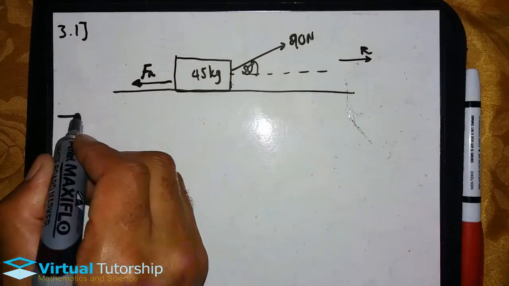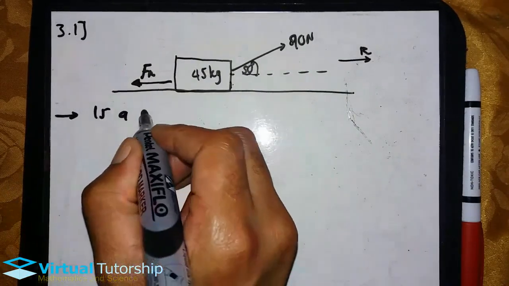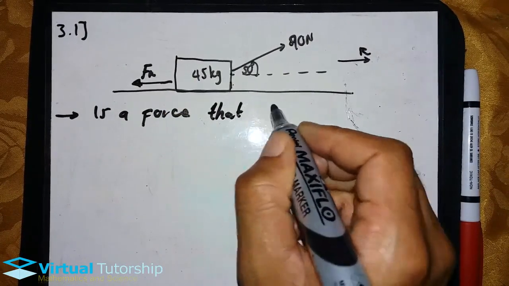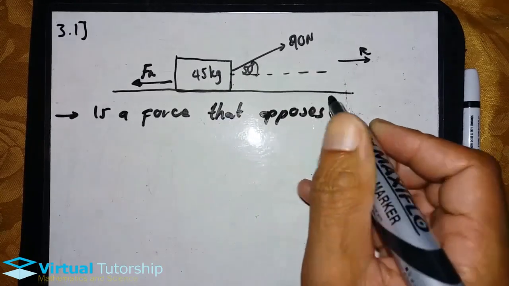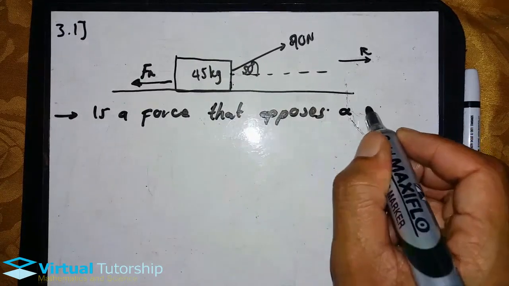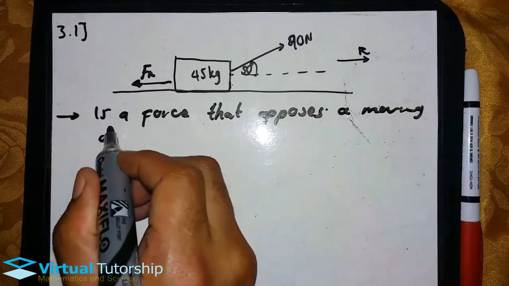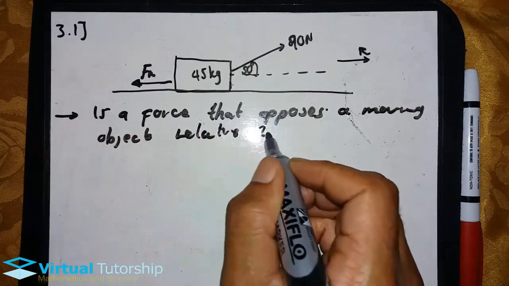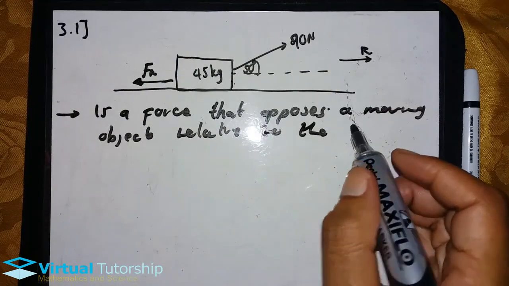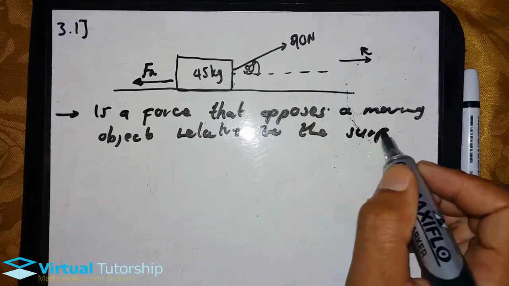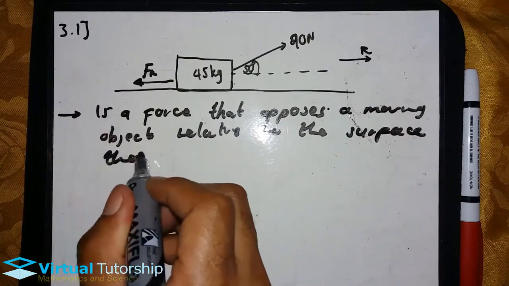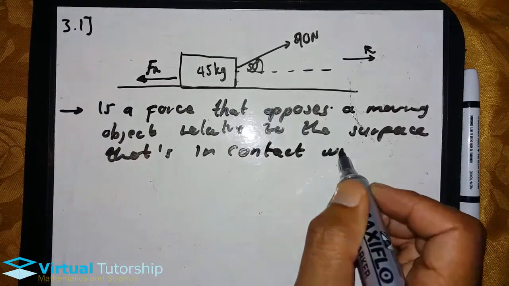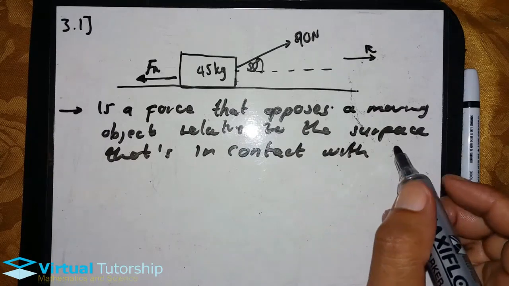So now to define the term: it is a force that opposes a moving object, let's say relative to the surface, that is in contact with the object.